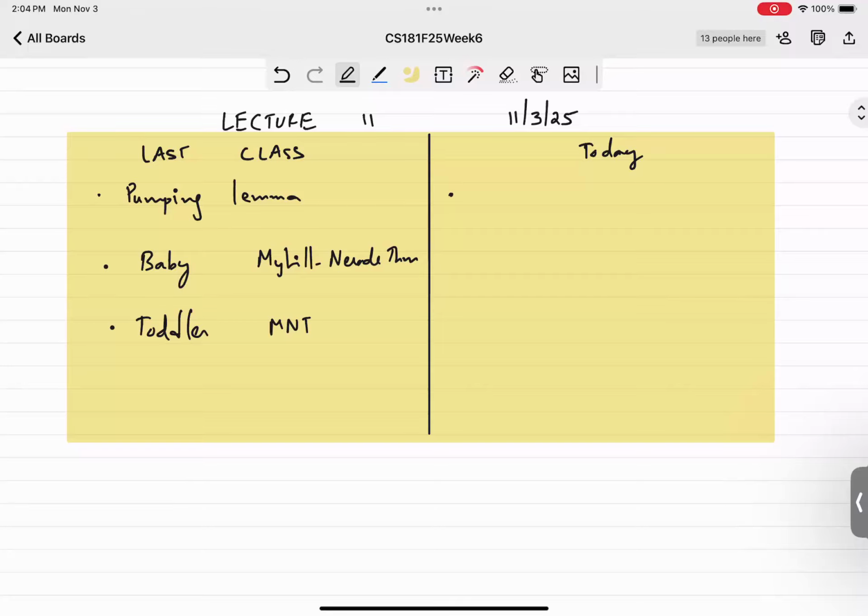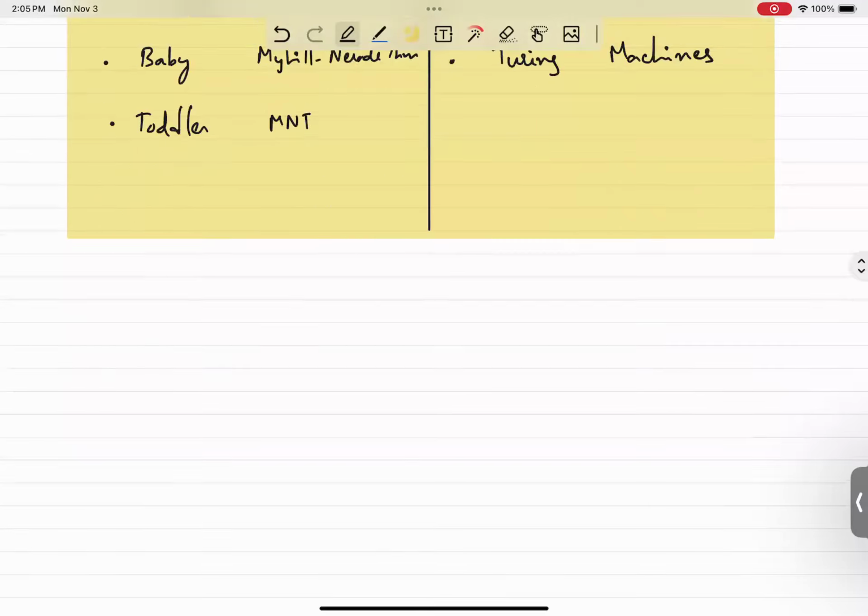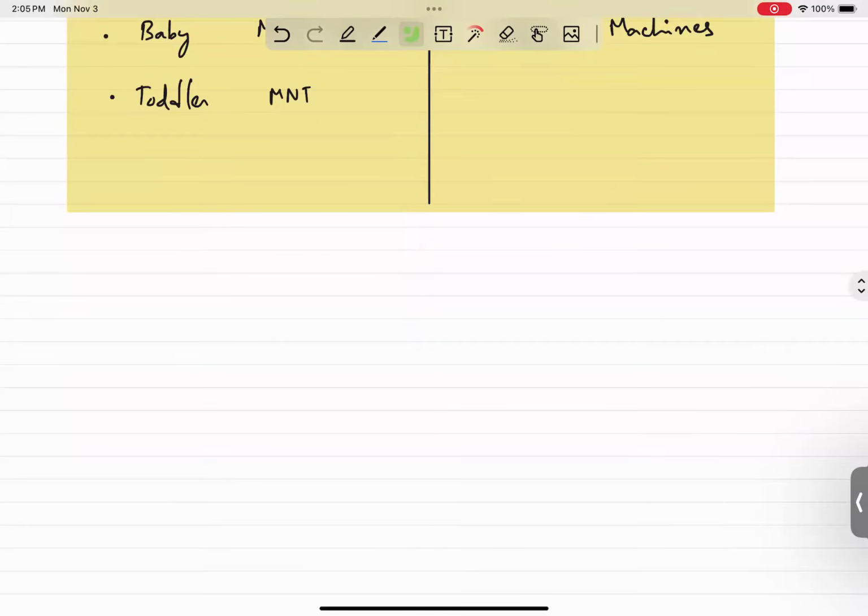And our goal today is to give you more on Myhill-Nerode. Okay, so that's one. And then we're going to jump into our next step, which is Turing machines. And this is going to be the main topic, really, for the next, I think, 6 lectures, right? Okay.